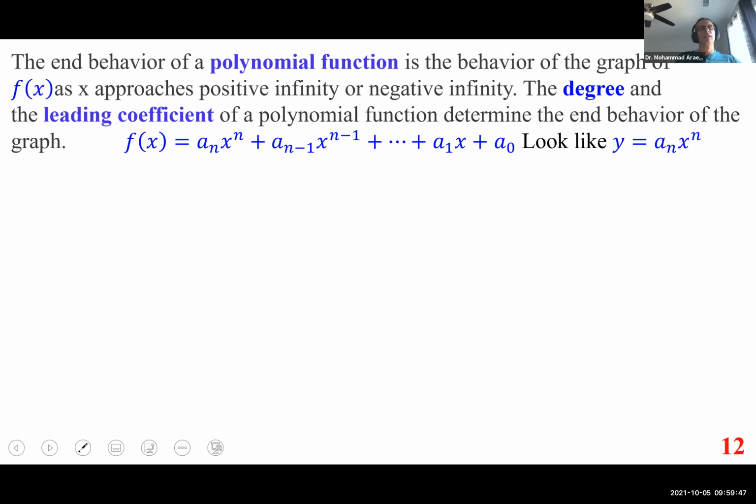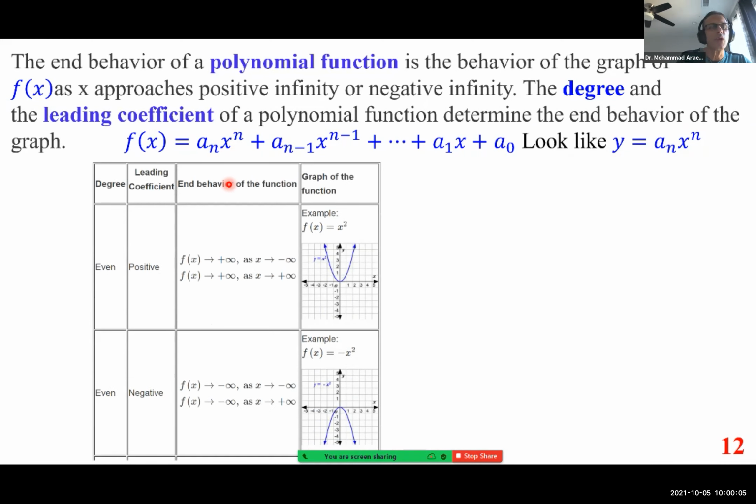F of x equals a sub n, x to the power of n, plus a sub n minus 1, x to the power of n minus 1, all the way to a sub 0. This whole function ultimately looks like a sub n, x to the power of n. Ultimately, that's the concept of an end behavior. So take a look at what happens when we have an even degree. That means x squared, x to the power of 4, and so on. So either a sub n, the leading coefficient, is positive, and therefore it looks like x squared. That means we are in the first and second quadrant as the end behavior, meaning as x approaches negative infinity on this side, f of x goes to positive infinity. On this side, x goes to infinity, f of x also goes to infinity.